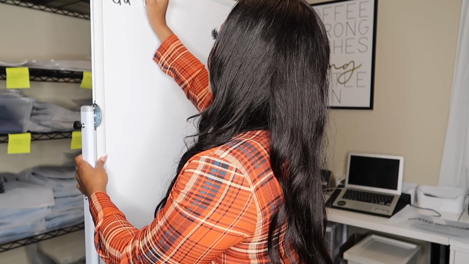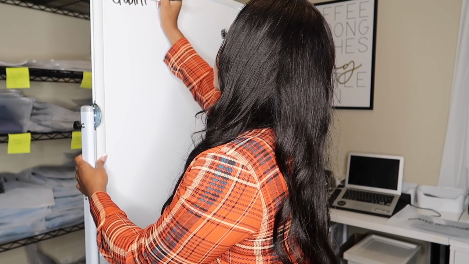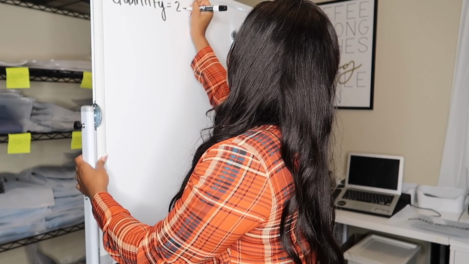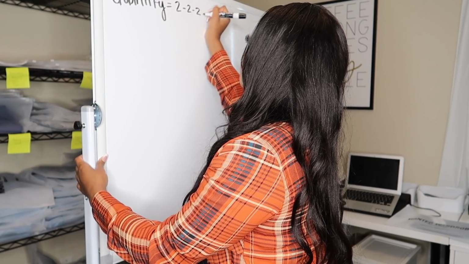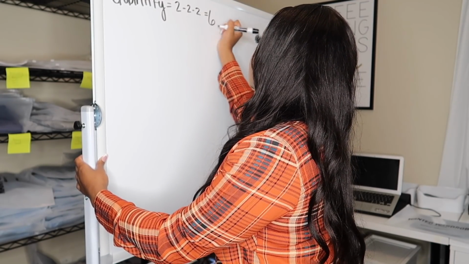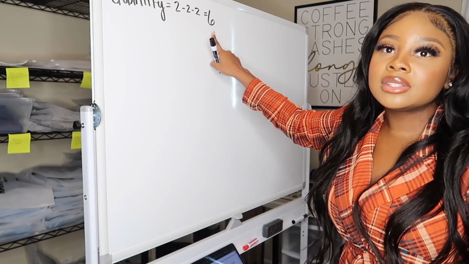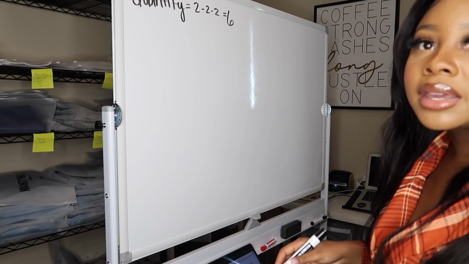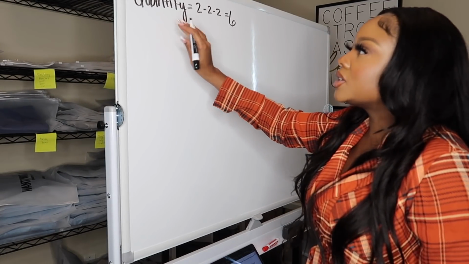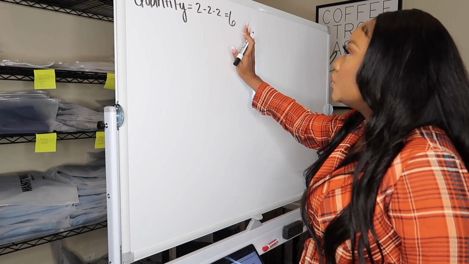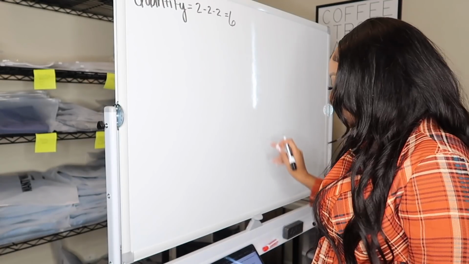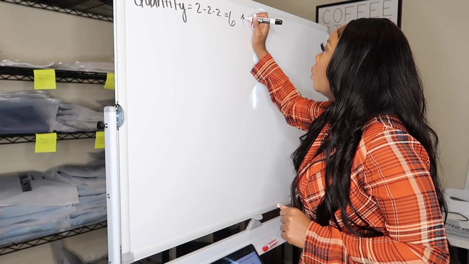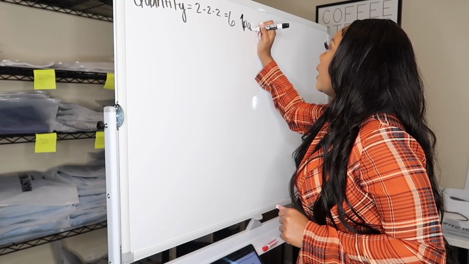So we're going to write quantity, and that is 2, 2, 2 equals 6. That's going to give us 6 products total. I hope you guys can see that. I think my camera might be a little bit too low, but it just says quantity 2, 2, 2 and 6. Hopefully you guys can see that. So we are just ordering one pack, so we're just going to put one pack.